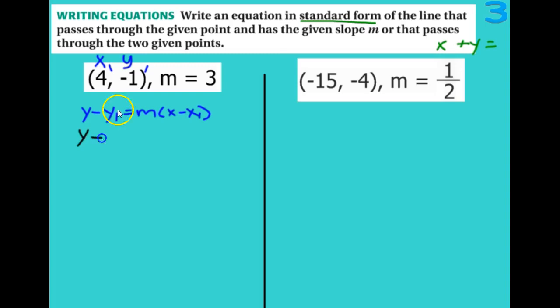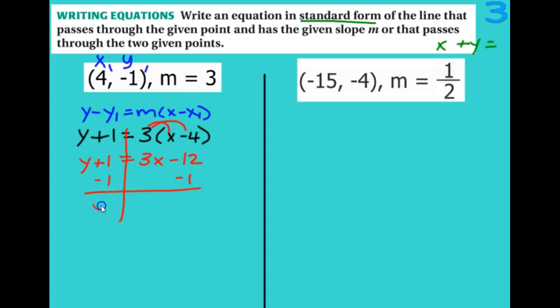We have y minus y1, which is a negative 1. That makes a positive. Our slope is 3. And then x minus x1, which is 4. Well, now I can just distribute. 3 times x is 3x. 3 times negative 4 is negative 12. And then subtract 1 to get y by itself here first. These are all negatives, so that's a negative 13.